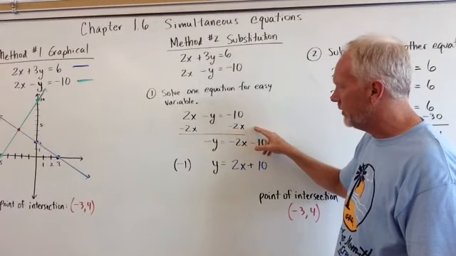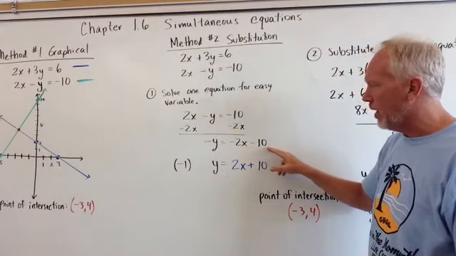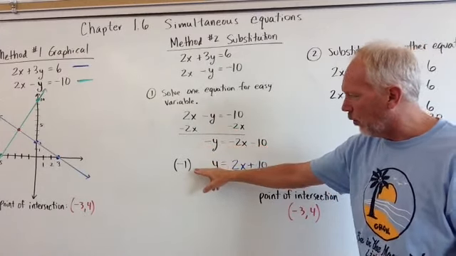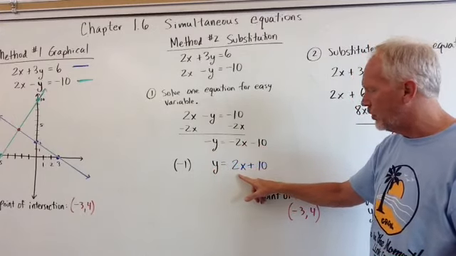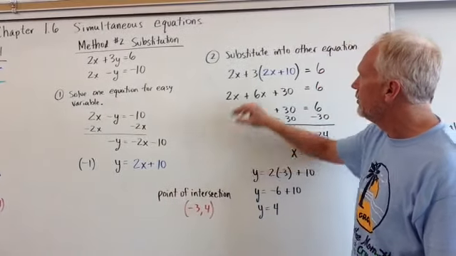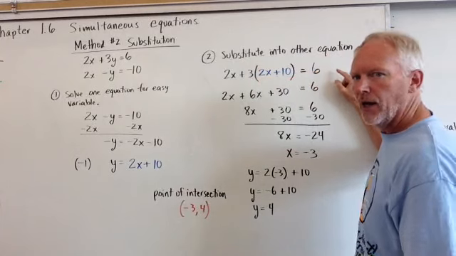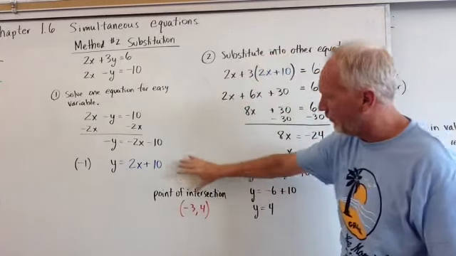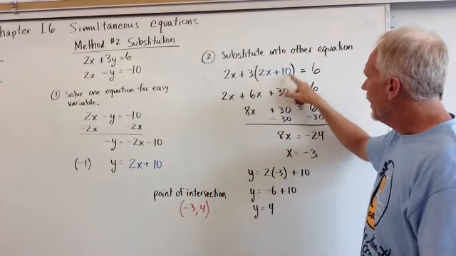Subtract 2x from both sides. We get negative y is equal to negative 2x minus 10. Now I want to divide by negative 1 or multiply everything by negative 1. So we get y is equal to 2x plus 10. Now what I want to do is substitute that into the other equation. So we end up having here 2x plus 3, and I substitute the findings from before.